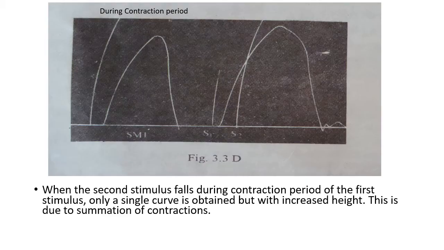What happens then? Read it. When the second stimulus falls during contraction period of the first stimulus, only a single curve is obtained but with increased height. This is due to summation of contractions. Remember, what is summation? Summation means increase in the activity of a tissue produced by multiple stimulation compared with the effect of single stimuli. So here you can see the effect of multiple stimuli, and clearly see the graph again and see the right side, there is an increased height of contraction.